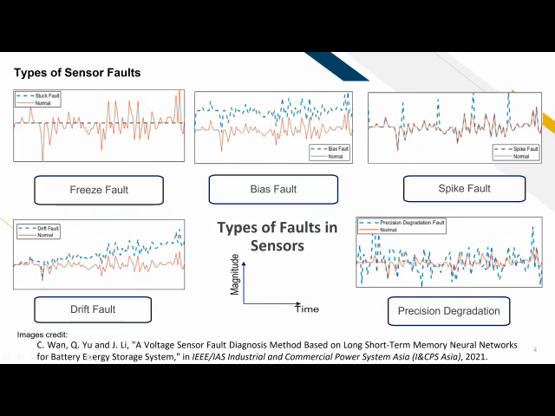One is the freeze fault. It stopped giving the value; it's stuck at a value. And this is the bias fault. So the actual value is this one, but it's a little bit biased and giving a higher value. And the spike fault. All of a sudden, it gives a random value, right? And this is the drift fault, meaning it just keeps on growing in a drift way. And precision degradation fault means this is the original versus the dotted is the faulty. So these are the types of faults that can commonly happen in a sensor.